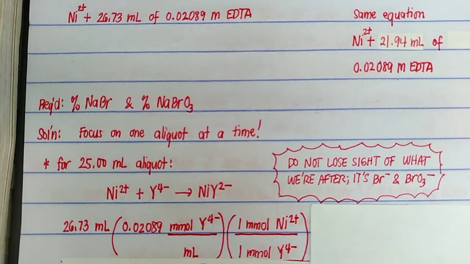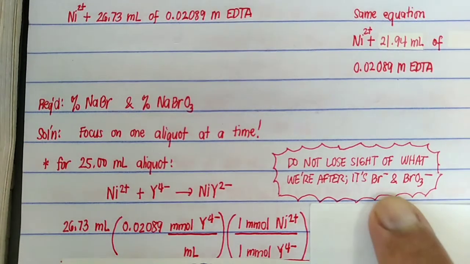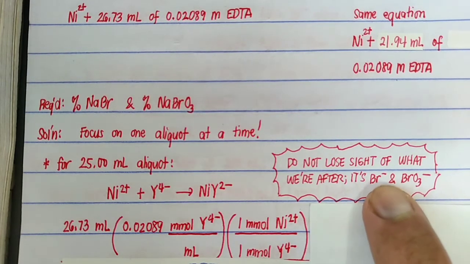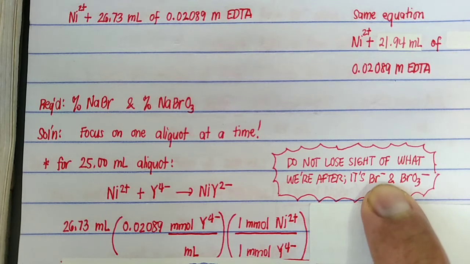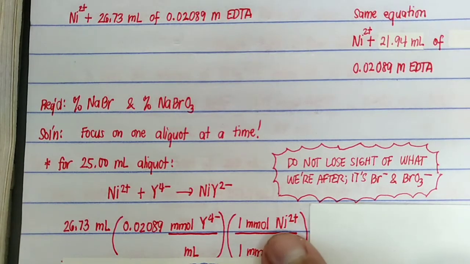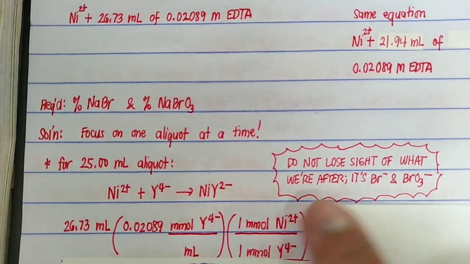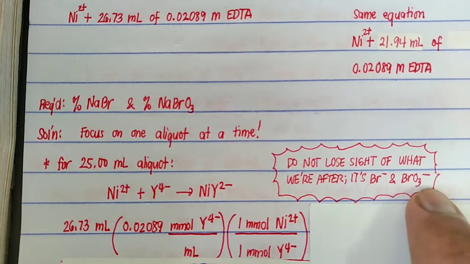Again, I can't stress it enough. So please always remember what it is exactly we're looking for. In this previous video, we were able to compute the number of moles of nickel. However, it's not nickel we're after. It's the bromide and the bromate.